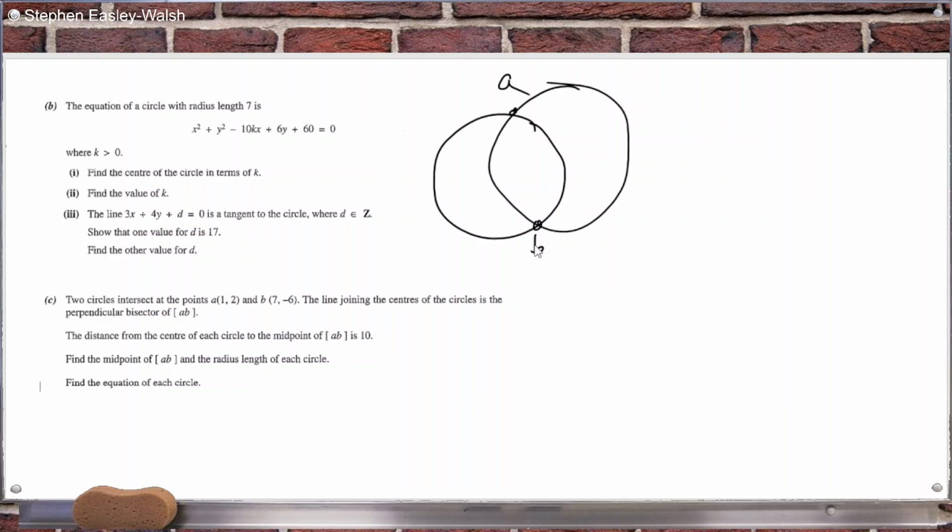Two circles intersect at A and B. The line joining the centers of the circles is the perpendicular bisector. Okay, so that's the perpendicular bisector. The distance from the centers of each circle to the midpoint is 10 units. Find the midpoint of AB and the radius length.